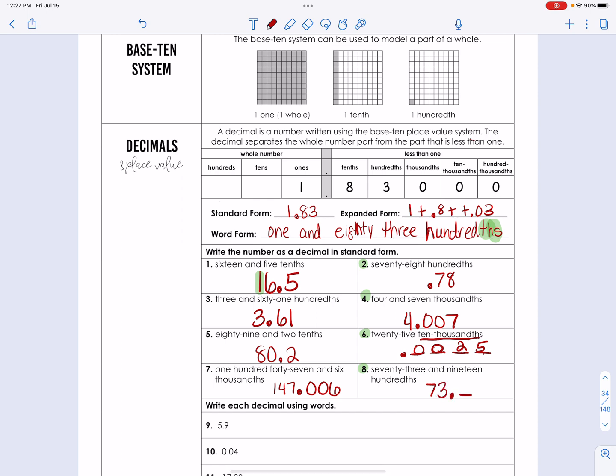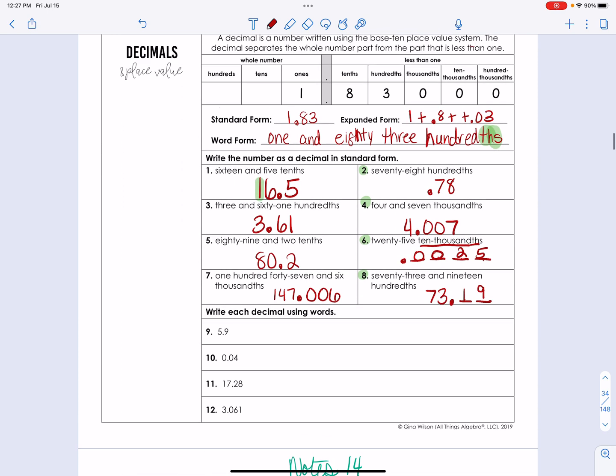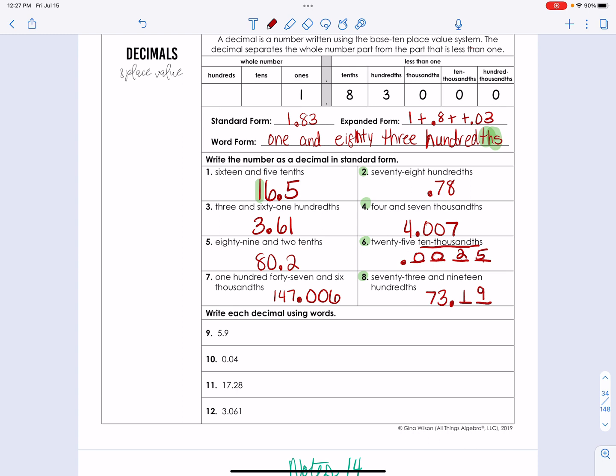Okay, the next one is 73 and 19/100ths. So here's tenths, here's hundredths, and it's 19. Okay, the next part wants you to use words. So this first one would be 5 and 9/10ths. The second one would be 4/100ths.